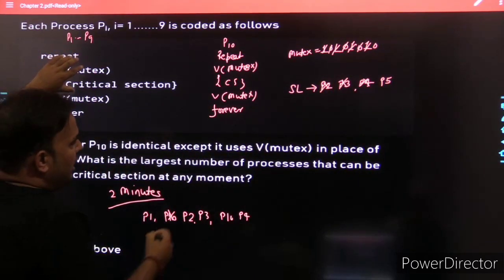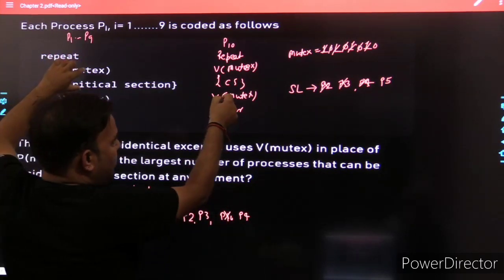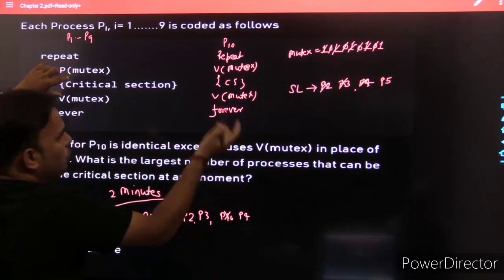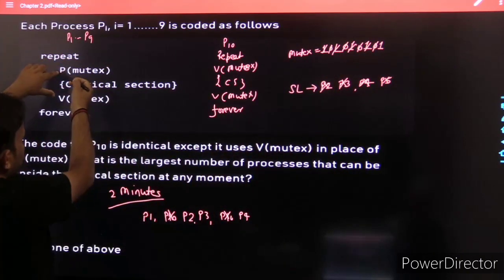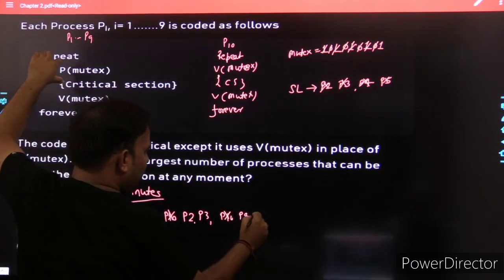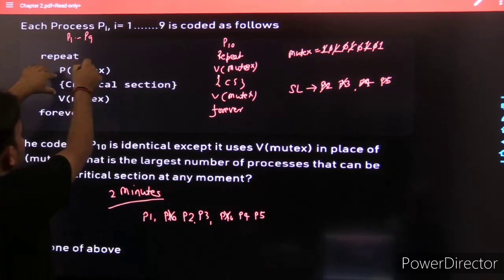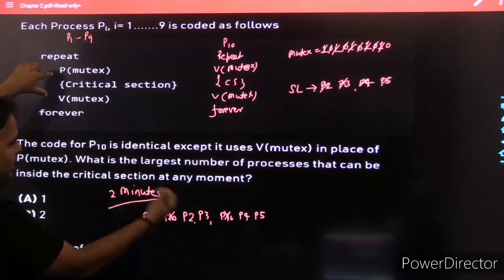My dear friends, now P10 wants to leave the critical section. It will execute this up operation, so it will make the mutex value 0 to 1, and it will wake up this P5 process. So P5 can go into the critical section, yes, because it is able to perform the down operation. Now P5 performs the down operation and goes into the critical section.